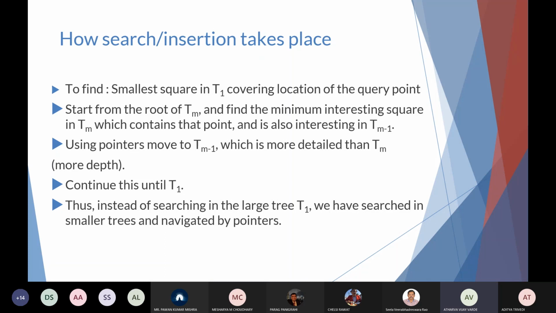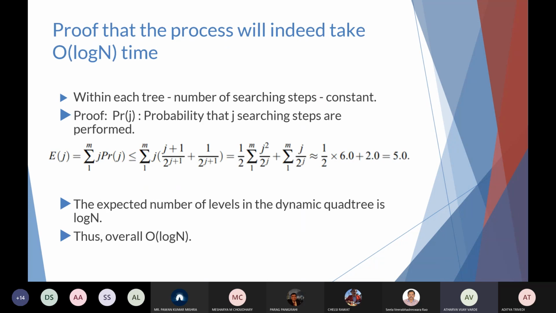Once we are done with this search, we go into TM minus one and we start the search from the interesting node that we got from TM. We do not start again from the root, so it takes a lesser number of searches than it would have if we had started all over again. Similarly, we pass on to TM minus two, TM minus three, up to T1. In this way, instead of searching in large trees, we have searched in smaller trees and navigated by pointers. If we analyze the proof, we can see that it is indeed O(log n).